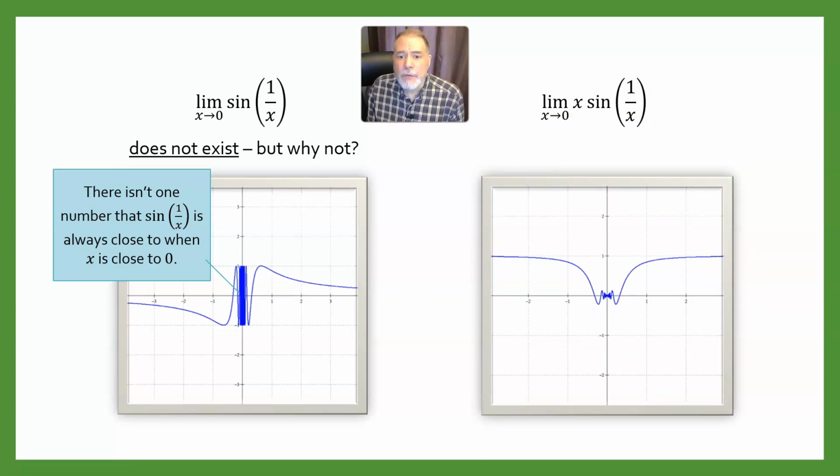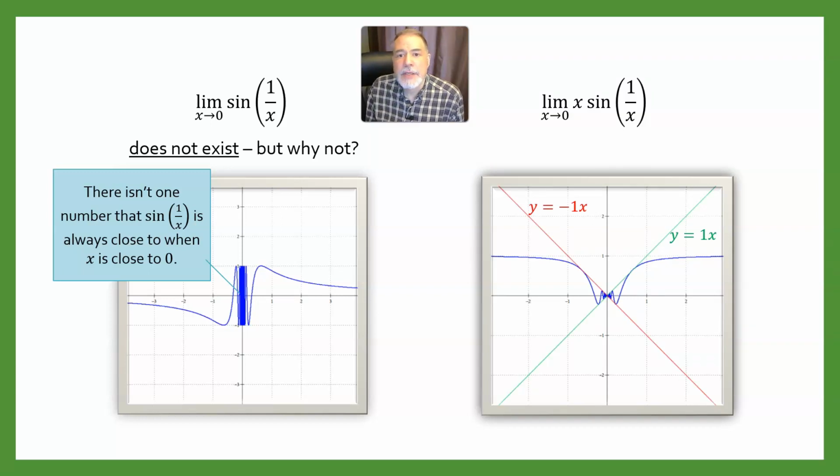The sine of 1 over x is still doing all sorts of weird things, but we're multiplying that by x. And of course, if x is close to 0, then x is close to 0. And if we take that x that's close to 0 and multiply it by the sine of 1 over x, well, the sine of 1 over x might be 1, but x times 1 would just be x. It might be negative 1, but x times negative 1 would be negative x. It might be somewhere in between.